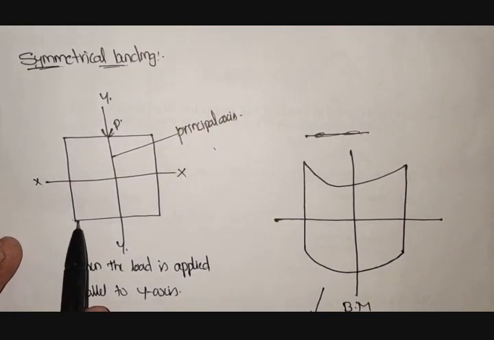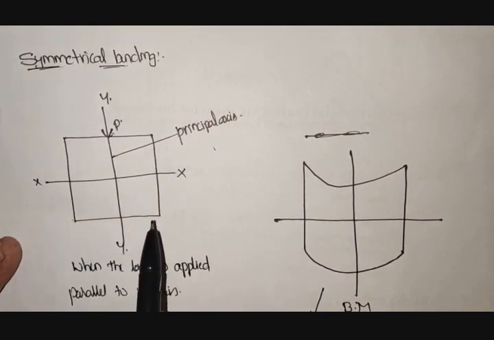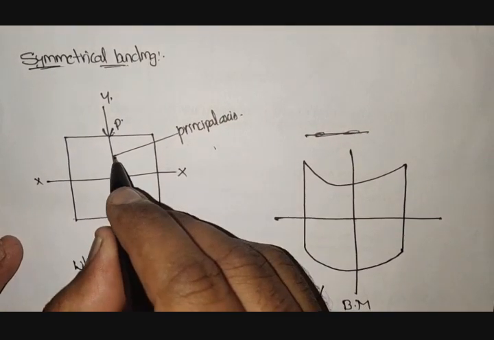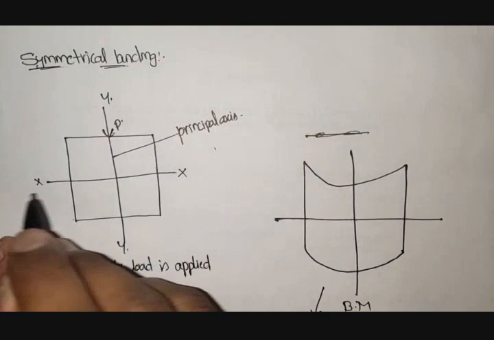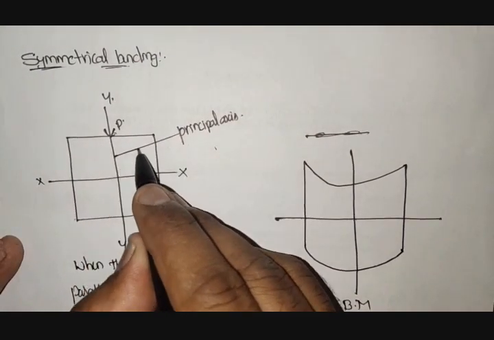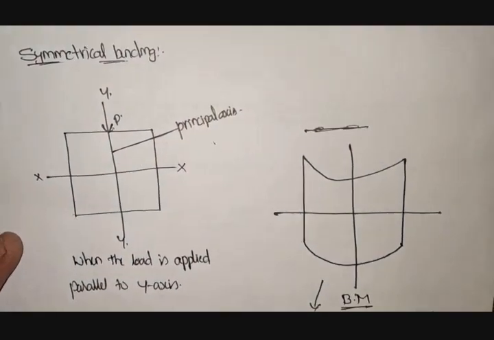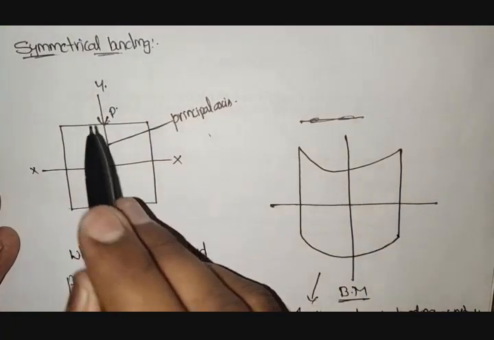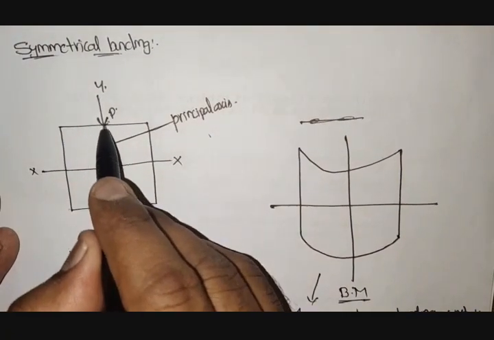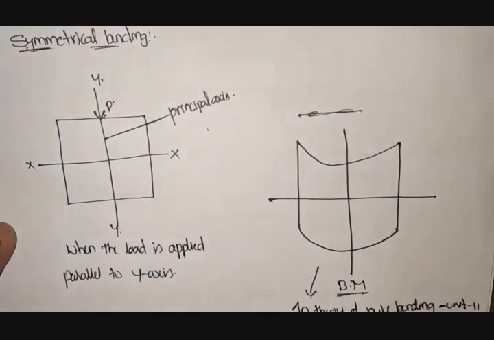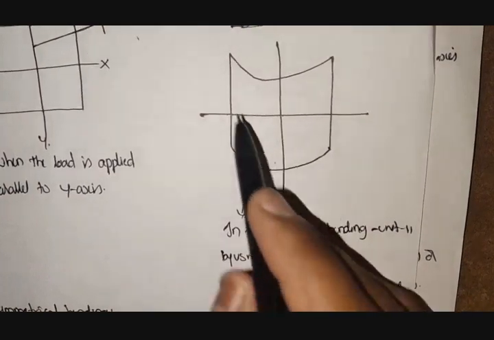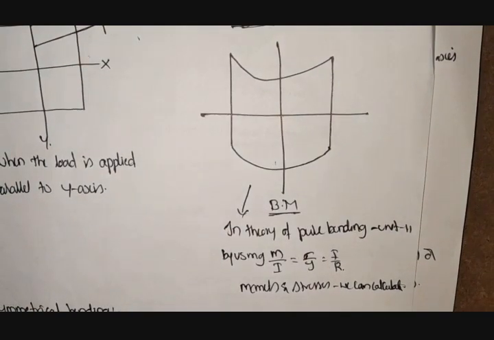So this is a symmetrical section, which is having an axis of x and y, and these axes, denoted as x and y, are known as principal axes. So when I am going to apply the load parallel to the y axis, then the bending moment for this section is going to occur like this. So the bending moment will occur like this.